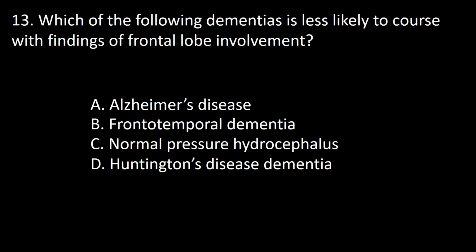Next question. Which of the following dementias is less likely to course with finding of frontal lobe involvement? A. Alzheimer's disease, B. Frontotemporal dementia, C. Normal pressure hydrocephalus, D. Huntington disease dementia.